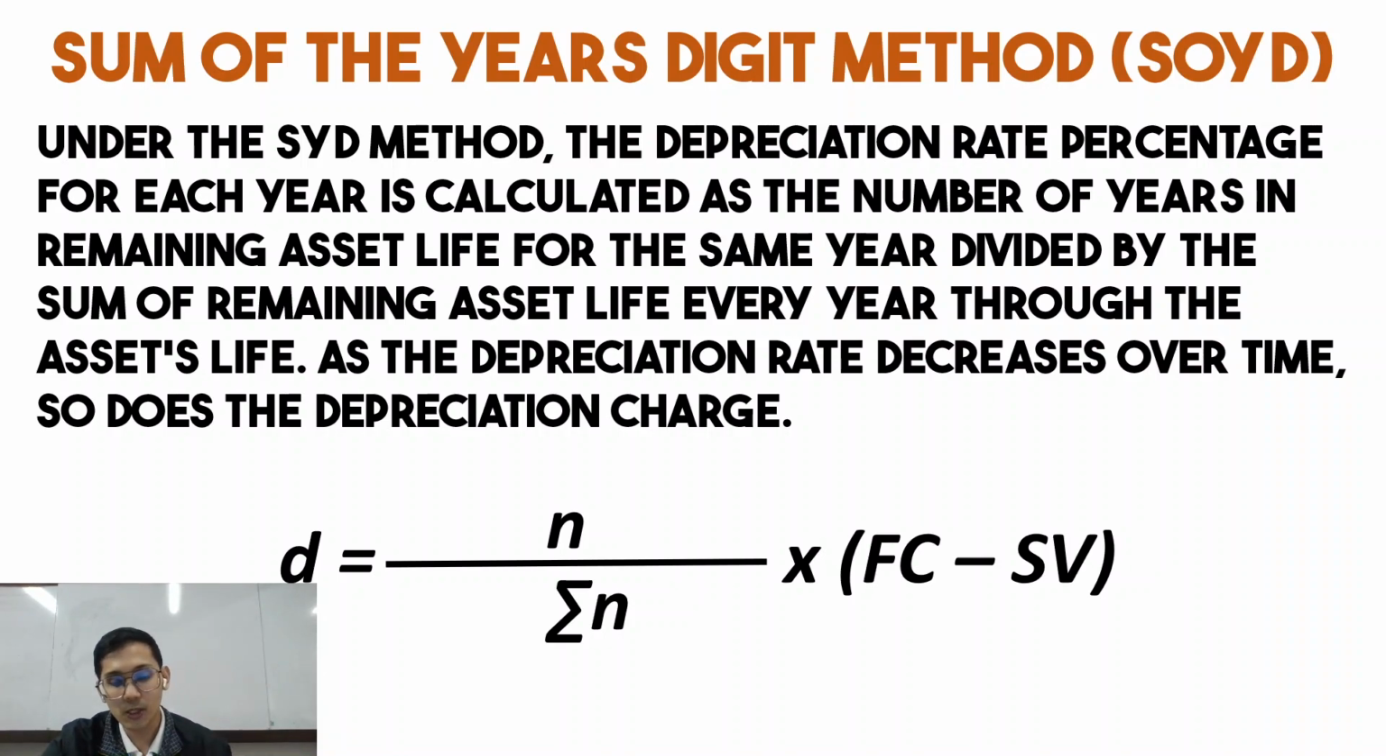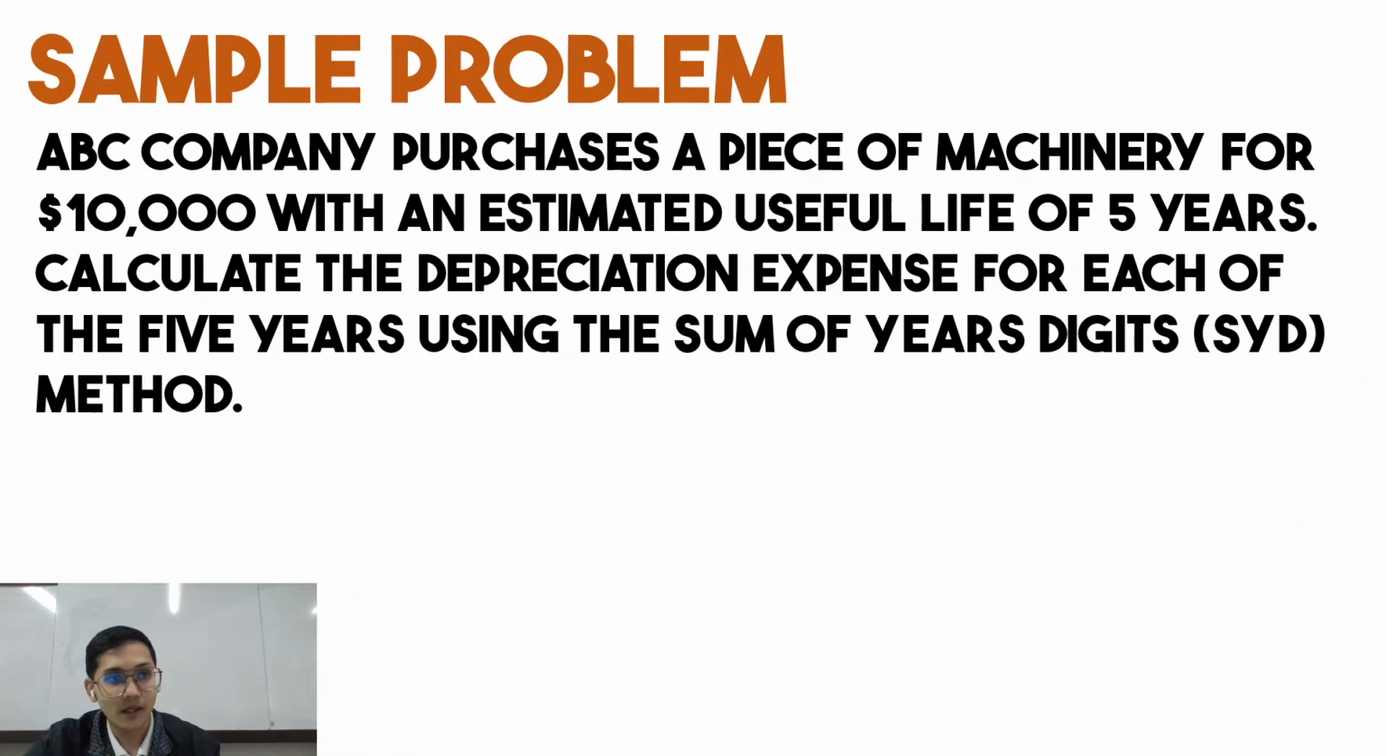Okay? So, in order to understand more, syempre, we need to solve a sample problem. ABC company purchases a piece of machinery for $10,000 with an estimated useful life of 5 years. Calculate the depreciation expense for each of the 5 years using the sum of years digits method. Mapapansin nyo, wala tayong salvage value, so pwede natin siyang gawing 0. Okay, so let us solve this.